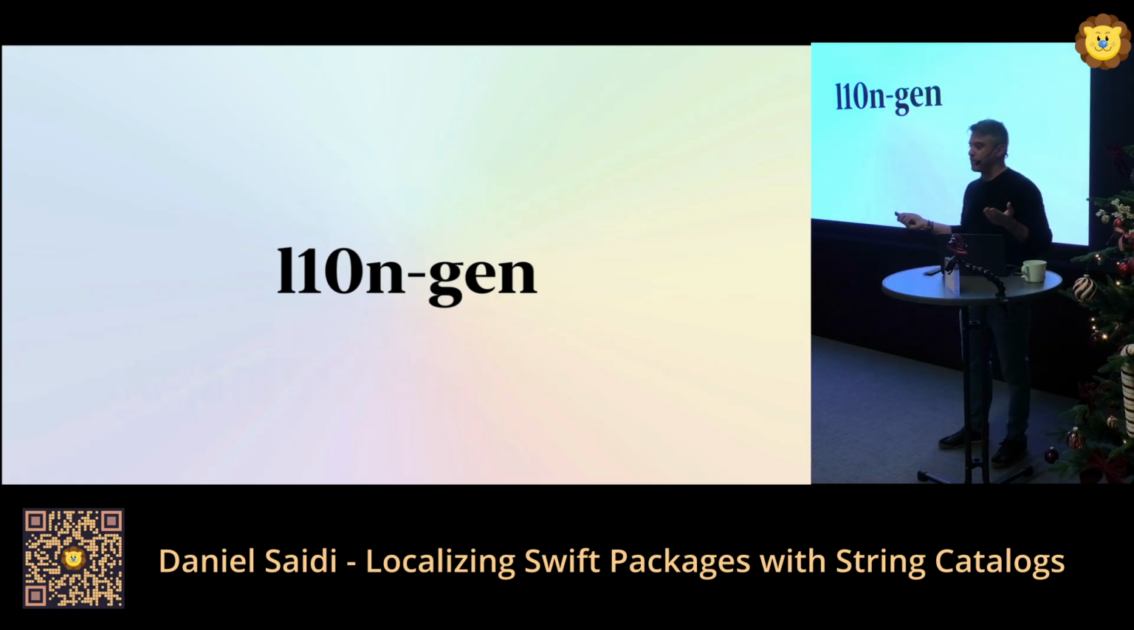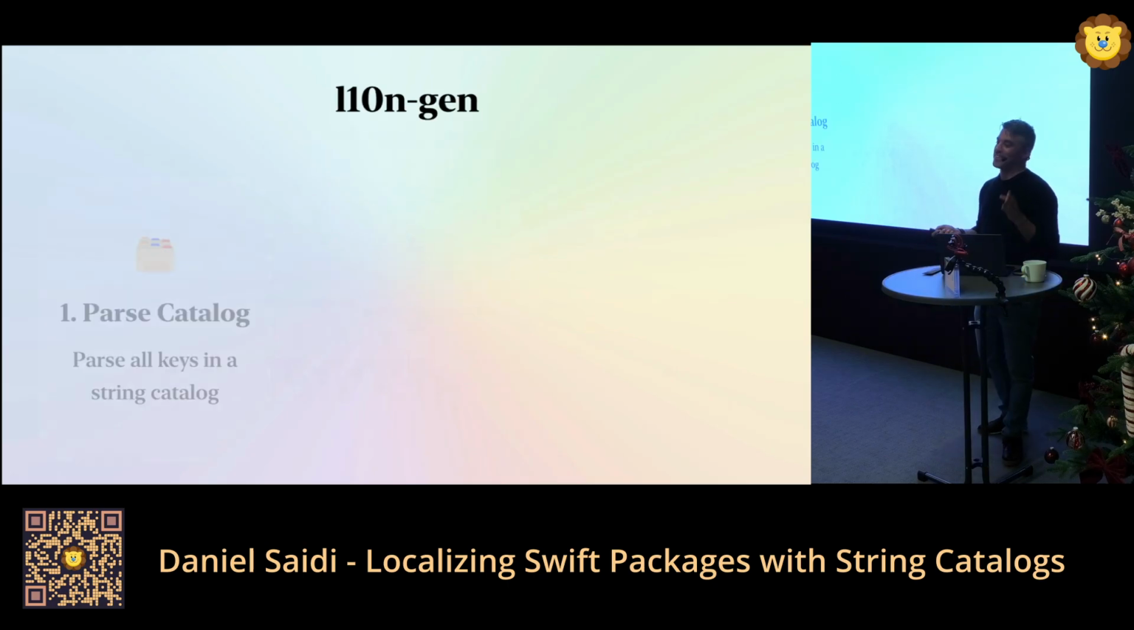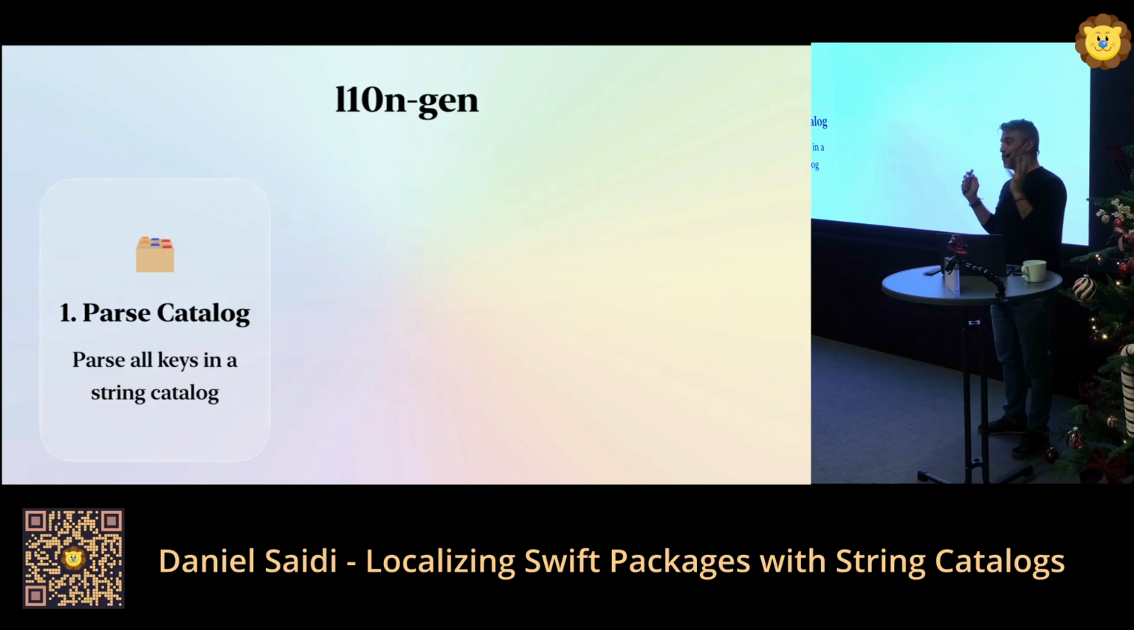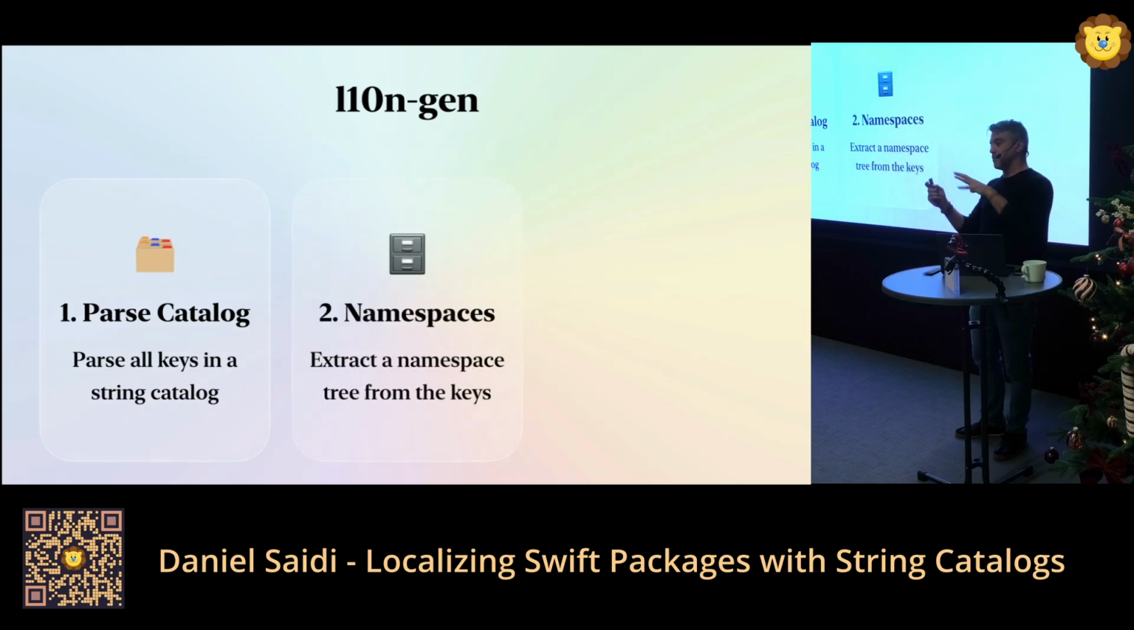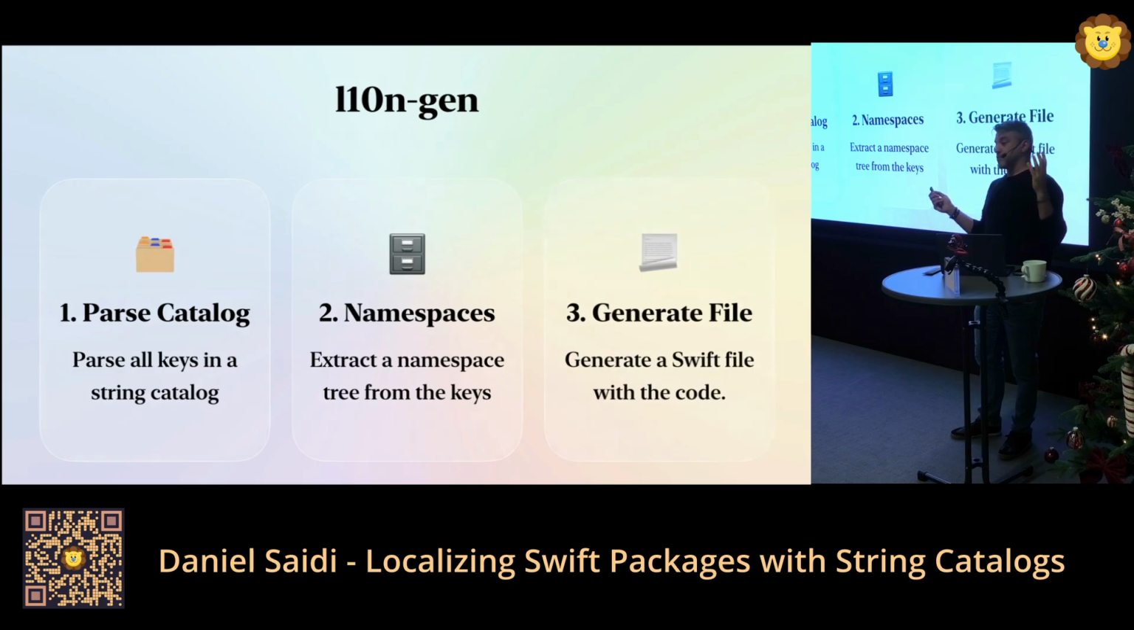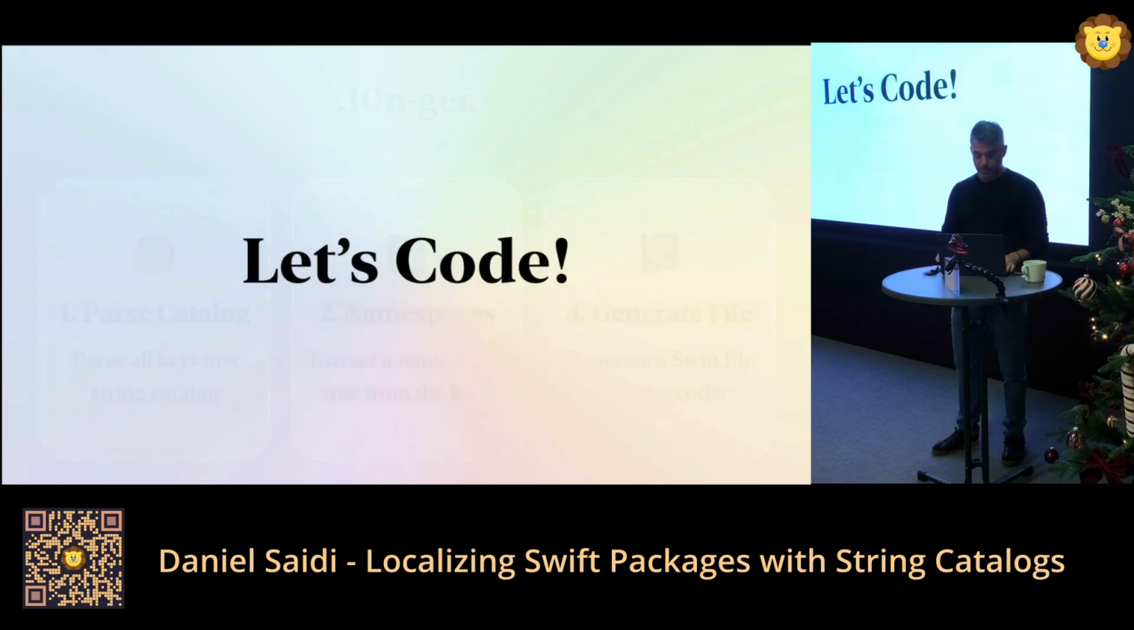So it's basically SwiftGen. I just gave it a new name. So what this thing is going to do is that it's going to use a CLI tool that is written in Swift. It's going to parse the string catalog. It's going to build this namespace tree out of all the periods, all the dots, in the string key. It's going to generate a namespace tree for that. And then it's just going to dump the generated code into a Swift file. So let's see it in action.